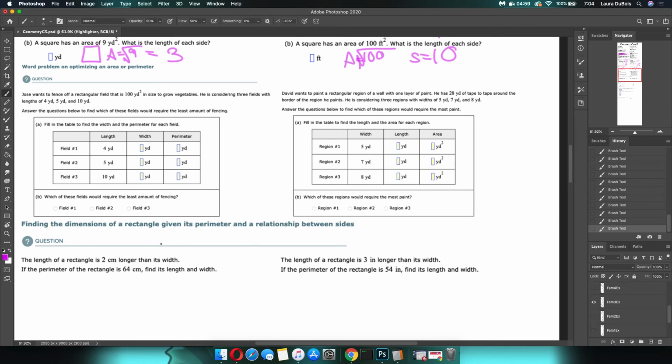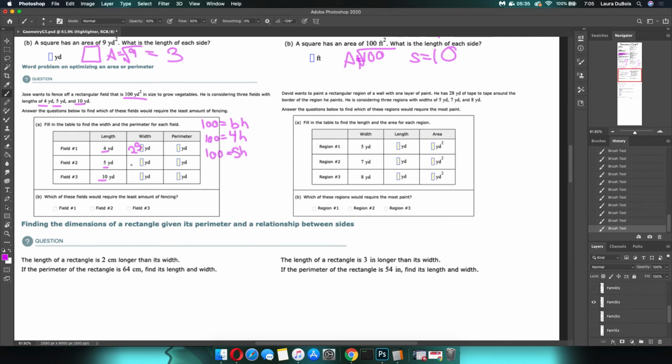This one is new. So let's see here. Jose wants to fence off a rectangular field that is 100 square yards in size. He is considering 3 fields with lengths of 4, 5, and 10. So what you're looking to do is, it's 100 square yards, right? So that's base times height equals 100. And we're being told what our different bases are. So 100 equals 4h. Divide by 4, your width is 25. Let's say 100 equals 5h.